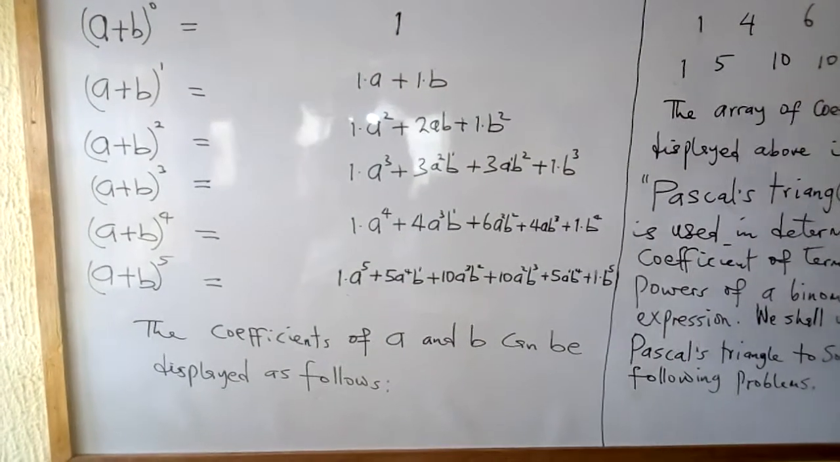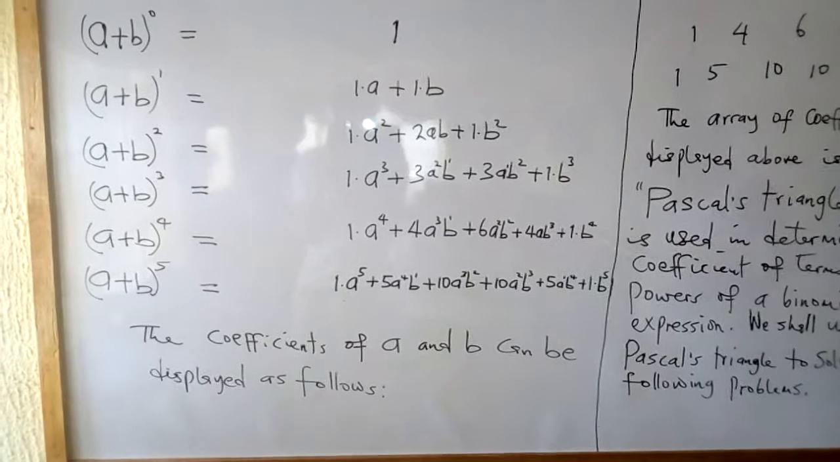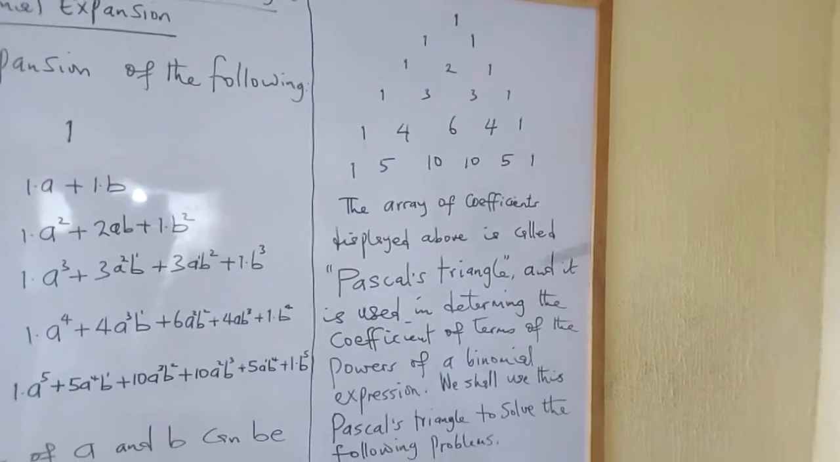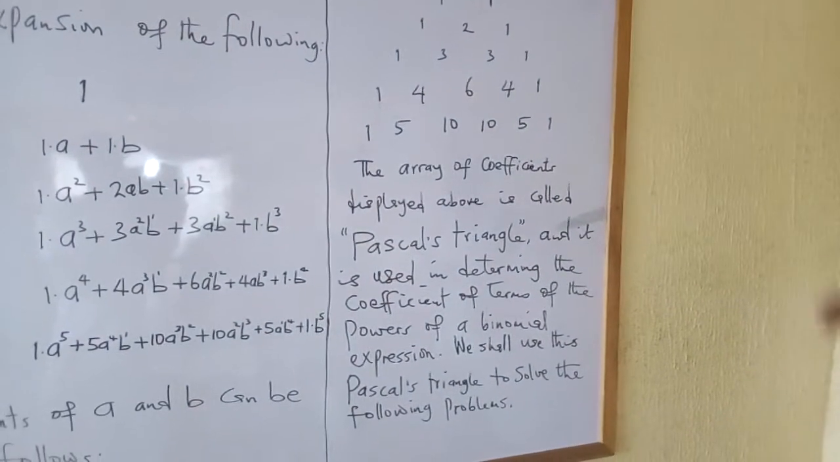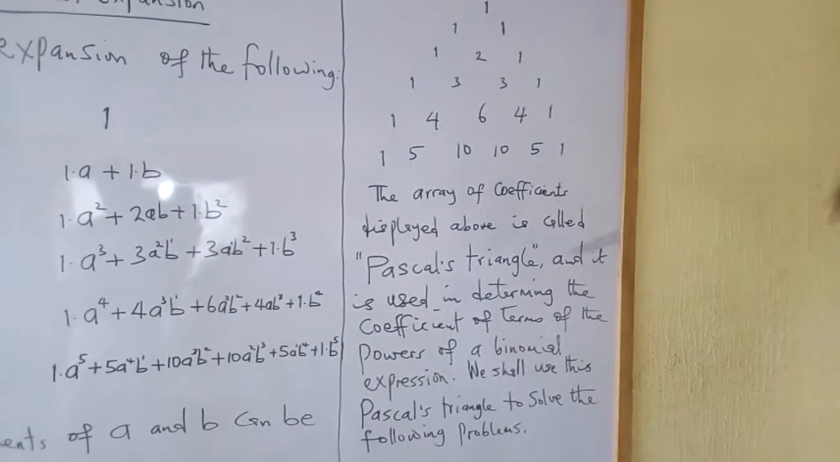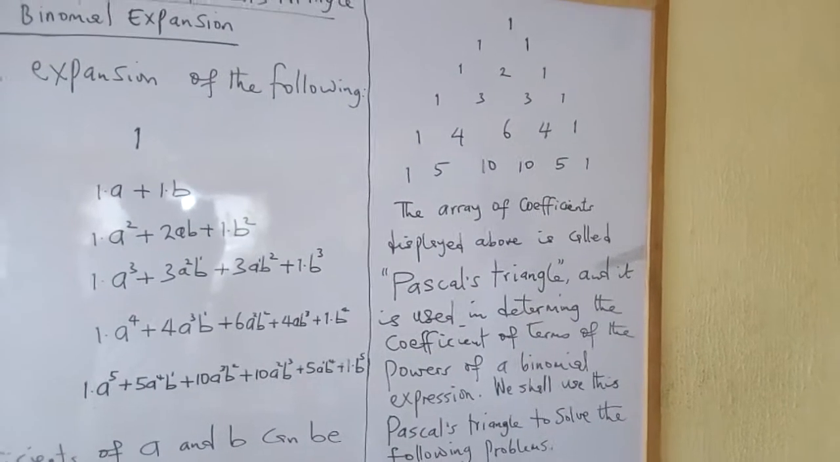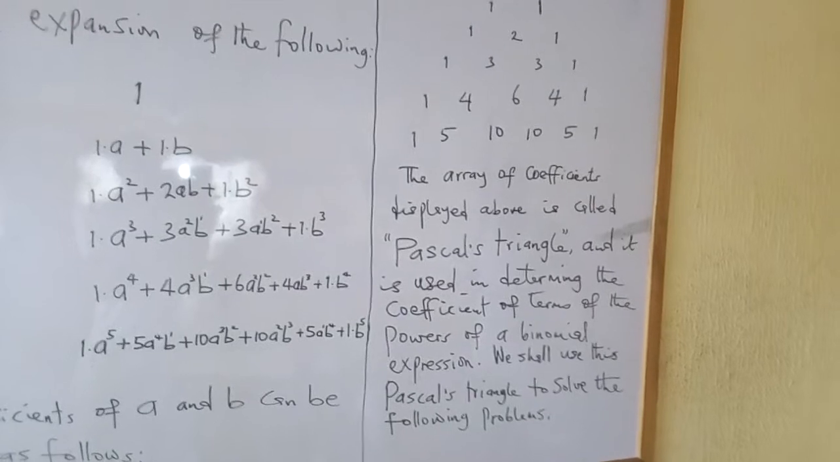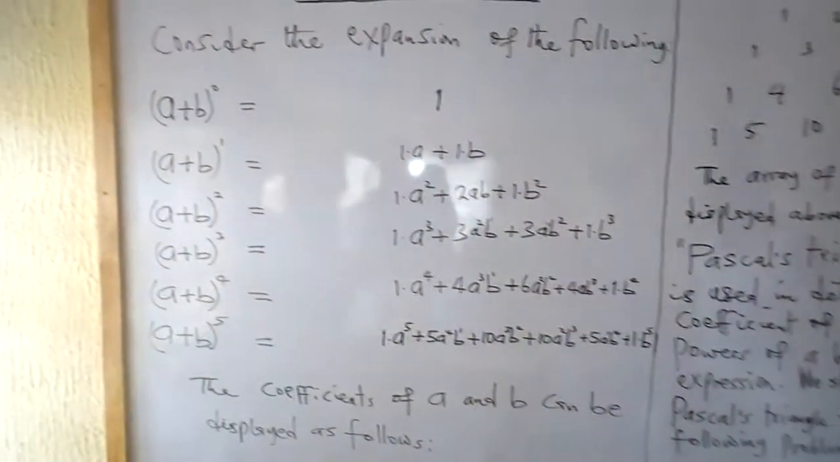So at this point, we are going to solve some problems using the Pascal triangle. As you can see, the array forms a triangle. So we are going to use this array of numbers, of coefficients, to solve some problems involving binomial expressions, expanding binomial expressions.